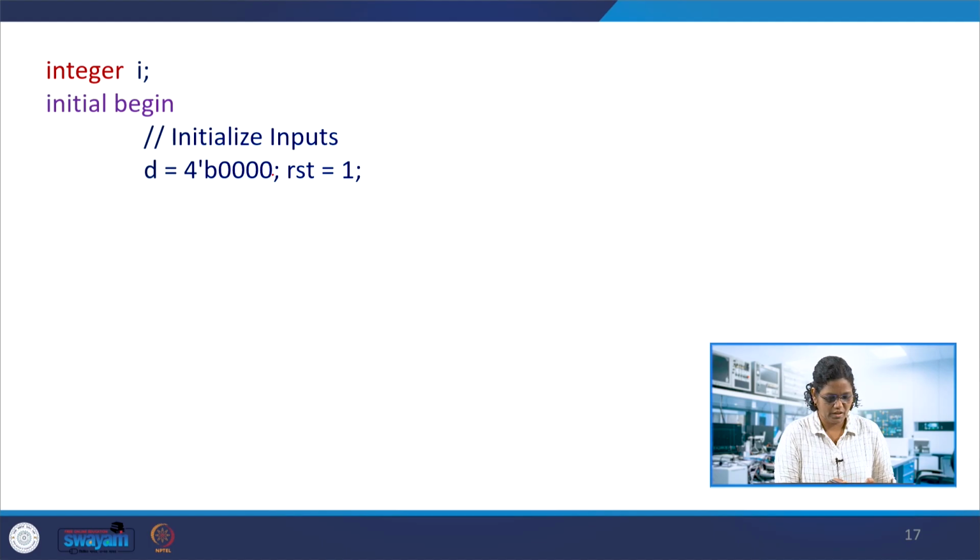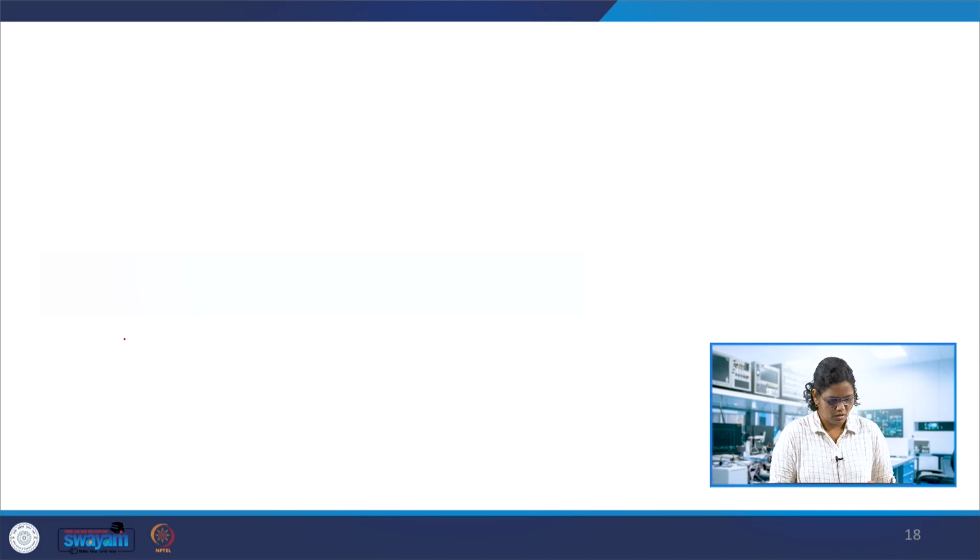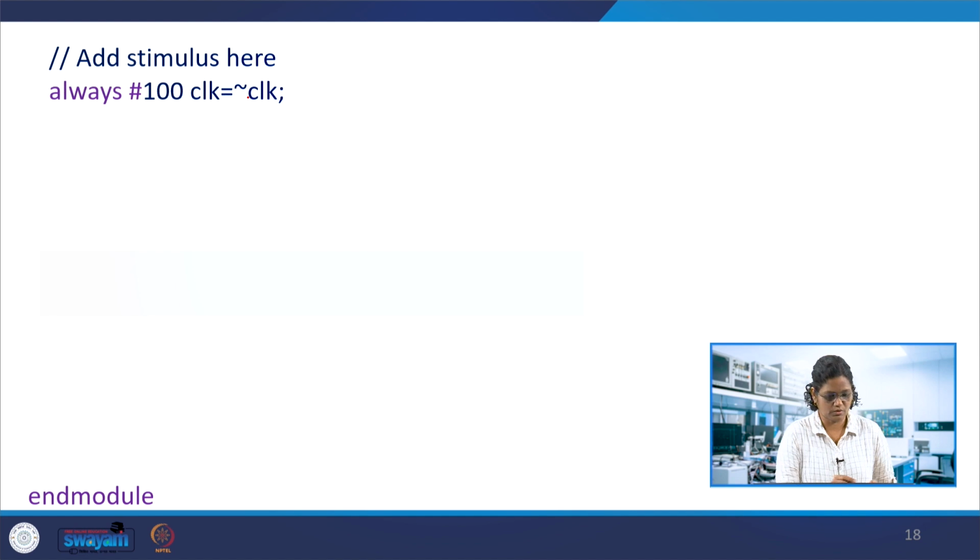So initialize these inputs: D equal to 4-bit 0 0, reset is 1, and clock equal to 0, and then end. So now going to the stimulus. What is the stimulus? So generate this clock. It's a clock generation as hash 100, clock equal to not clock, 5 megahertz, 200 nanoseconds, 5 megahertz clock, initial begin.